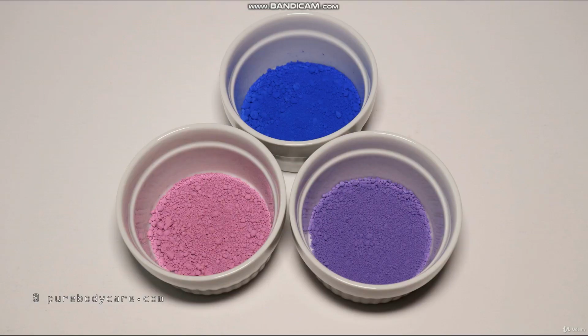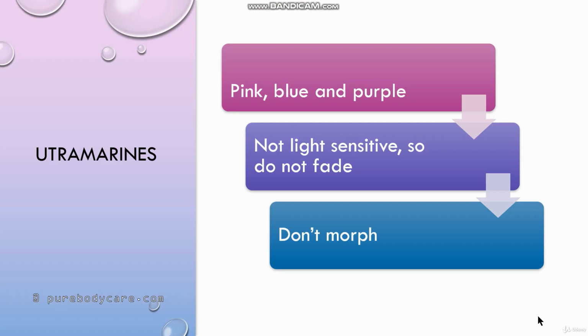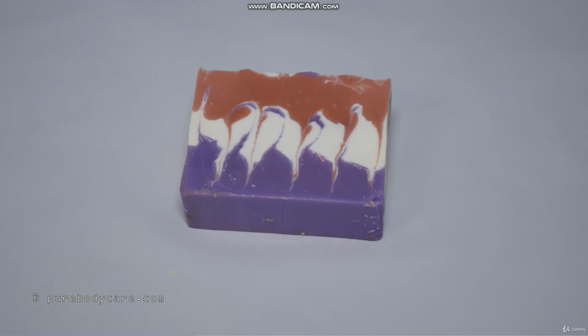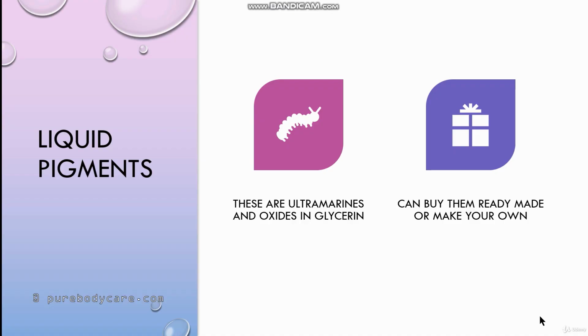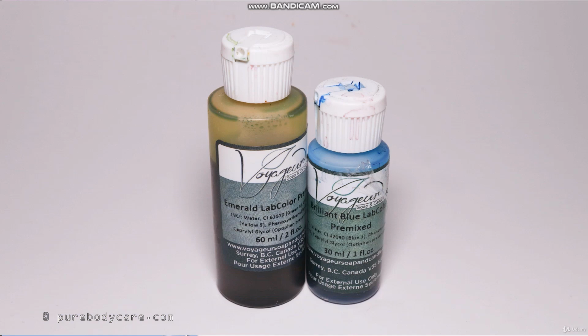Ultramarines come in pink, blue, and purple. They are not light sensitive, so they don't fade. And they are not affected by the pH of your soap, and so they don't morph. Liquid pigments are ultramarines and oxides that are mixed into glycerin. You can buy them ready-made, or you can make your own. And there's a description in the resource section to this lecture on how to do that.